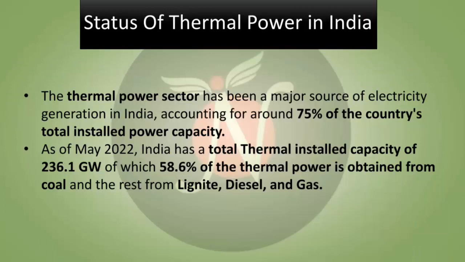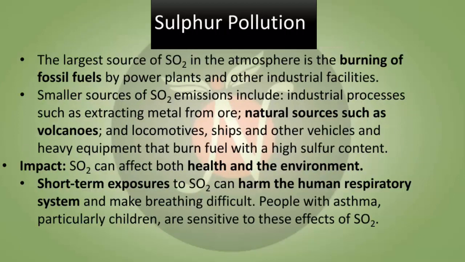The thermal power sector has been a major source of electricity generation in India, accounting for 75% of the country's total installed power capacity. As of May 2022, India has a total thermal installed capacity of 236 gigawatt, of which 58.6% of the thermal power is obtained from coal and the rest from lignite, diesel, gas. Now, what is sulfur pollution?